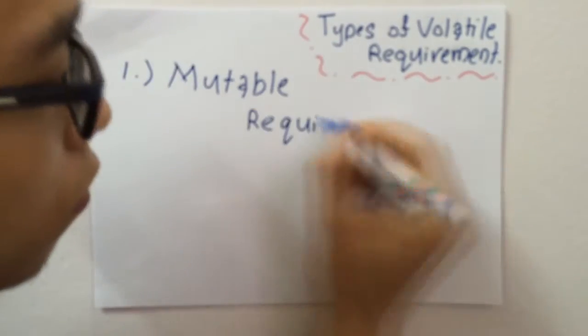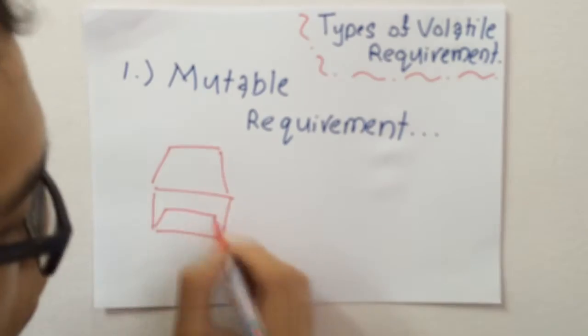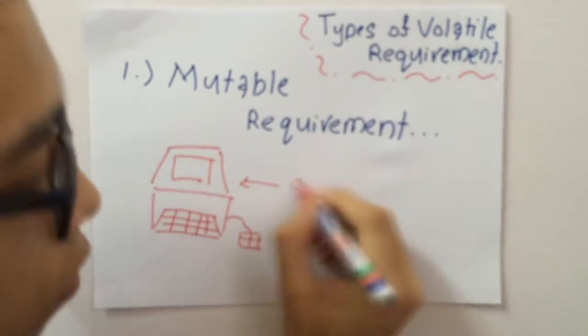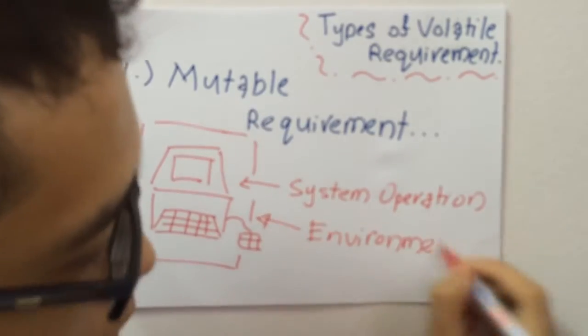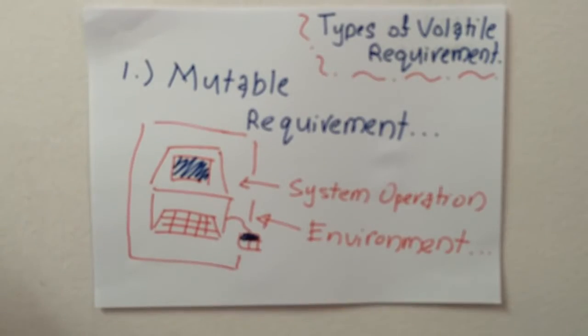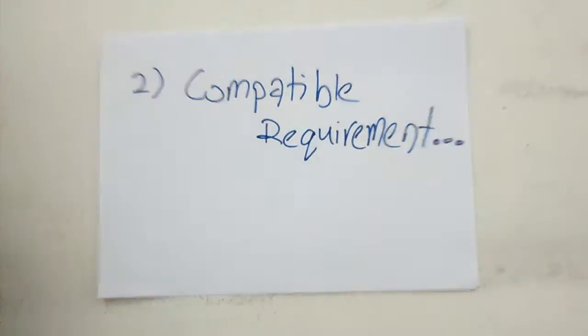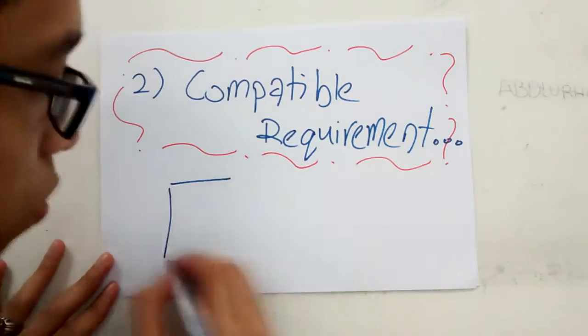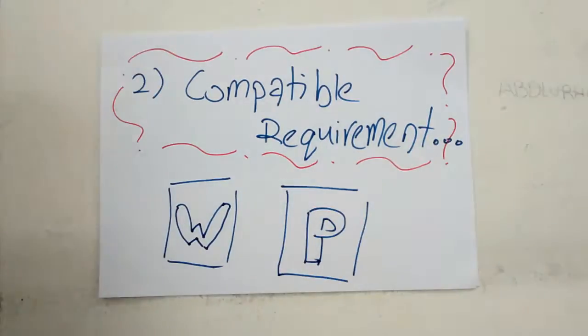1. Mutable requirement. Mutable requirement is due to the environment in which the system is operating. 2. Compatible requirements. Compatible requirements depend on other equipment or process.